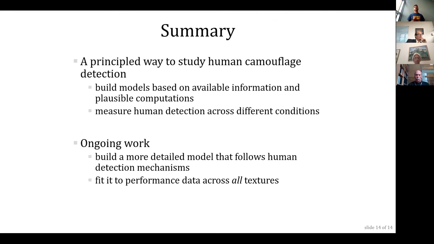Okay, so summary. So you've kind of developed a principled way to study human camouflage detection. The two main principles are that we want to build models that are based primarily on what are the available information and cues in the image, and what are the plausible computations on them. And then we also want to, in parallel, measure human detection across different conditions. And the models inform the experiments, the experiments inform further building of the models. This is something that is kind of happening in tandem.